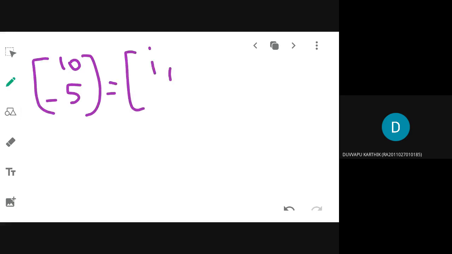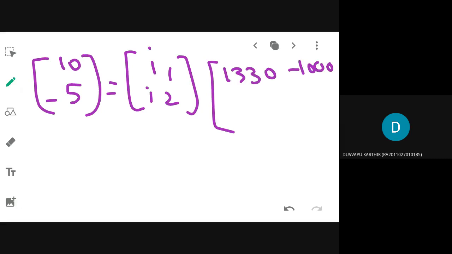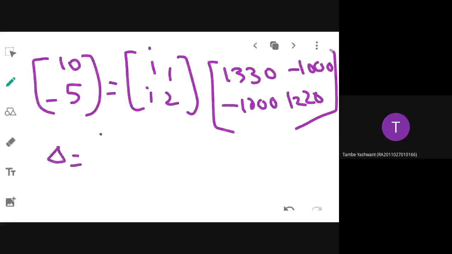Now I will write the equation: 10, minus 5 equals the resistance matrix times I1, I2. Sum of the resistances is 1330, common resistance is minus 1000, 1220. Okay. Here, have I written any equation? No, ma'am. Simply by directly observing the circuit, I am writing the equation. This method is called mesh analysis, direct inspection method or matrix method. Now I want to find out the determinant. 1330 minus 1000.